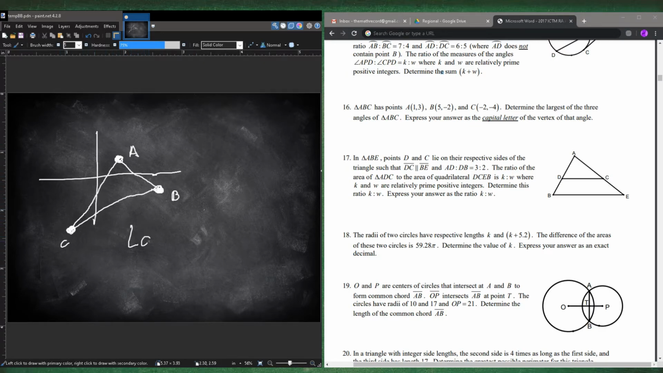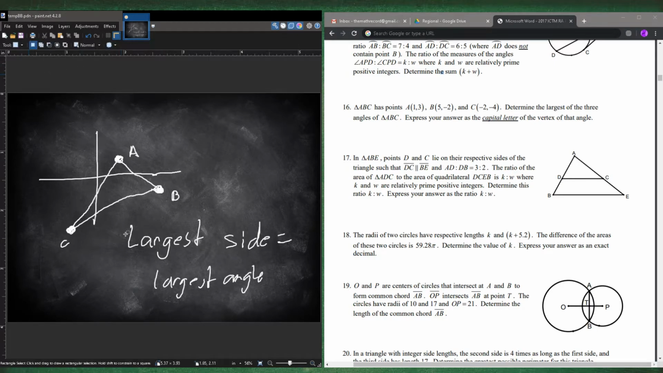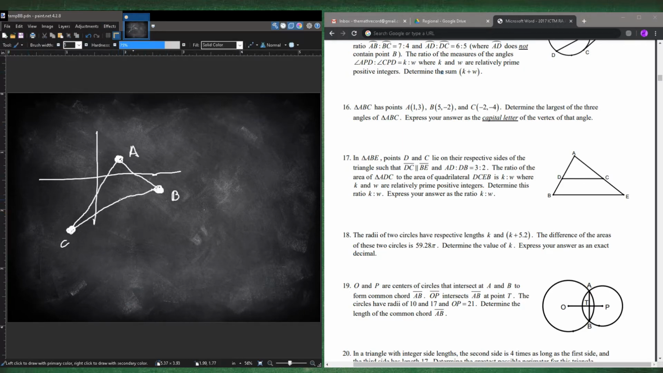So the general idea is that the largest side is opposite the largest angle. That is always true. So hypothetically, if this side is the largest, that means this angle is the largest. If this side is the largest, then this angle is the largest. So wherever the side is, go straight across from it, and that angle is the biggest. So all we need to do is find the length of each of them.